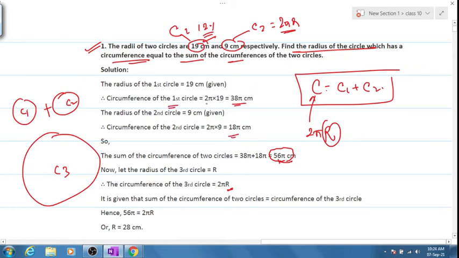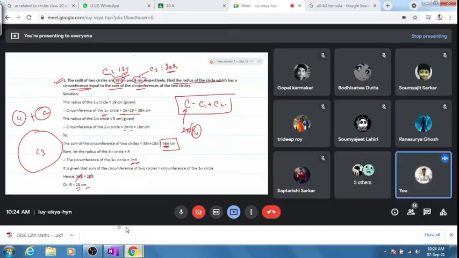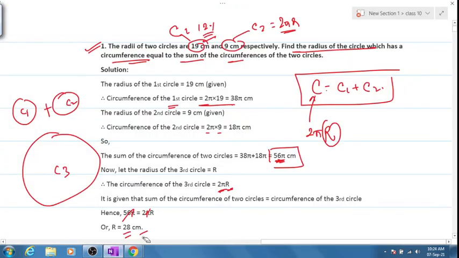The first circle will be 38 pi, the second circle will be 2 into 9 into 2 pi, which is 18 pi, and then addition gives us 56 pi. Clear? And this is the new circle, and when we apply this formula out here, pi goes off, 2 goes off, and we get the new circle's radius as 28 centimeters. I hope this numerical is clear to everyone.